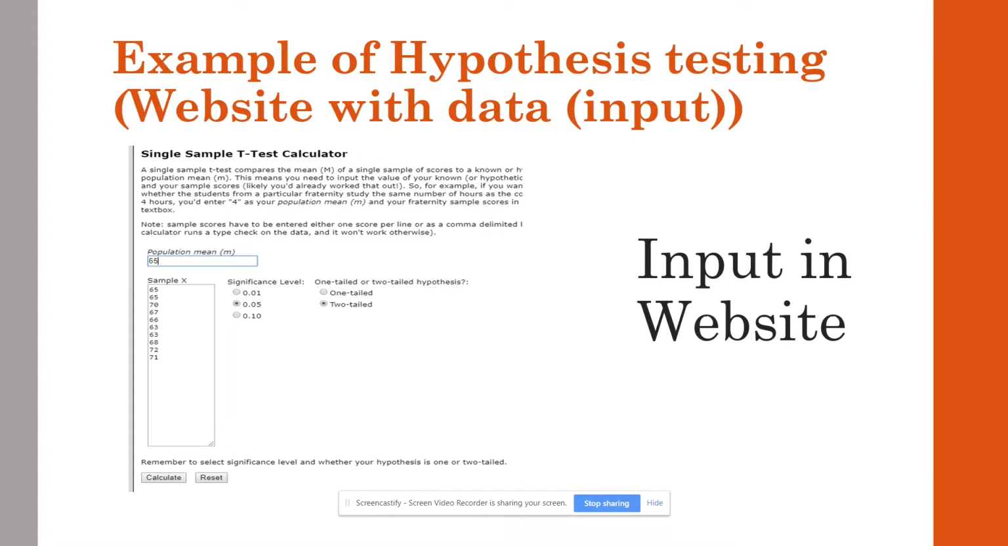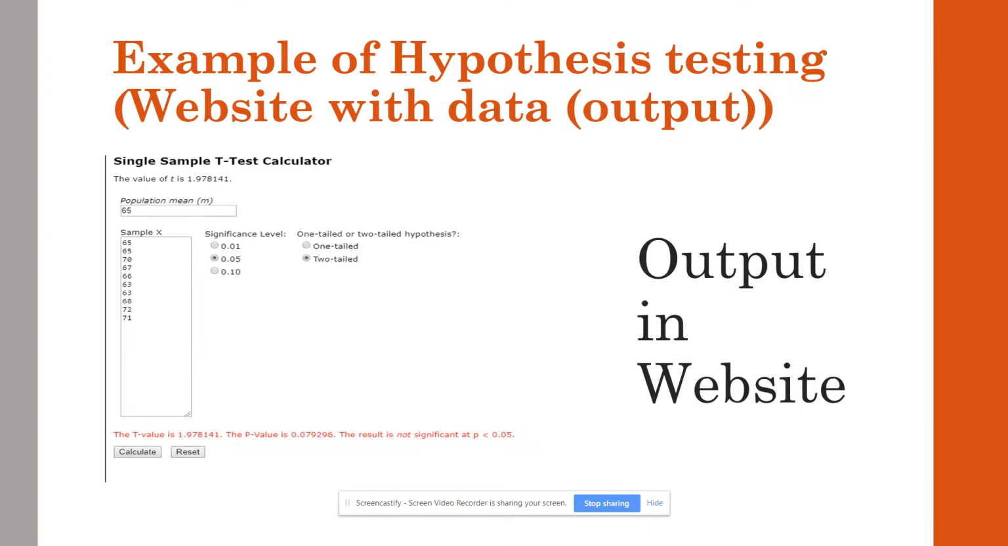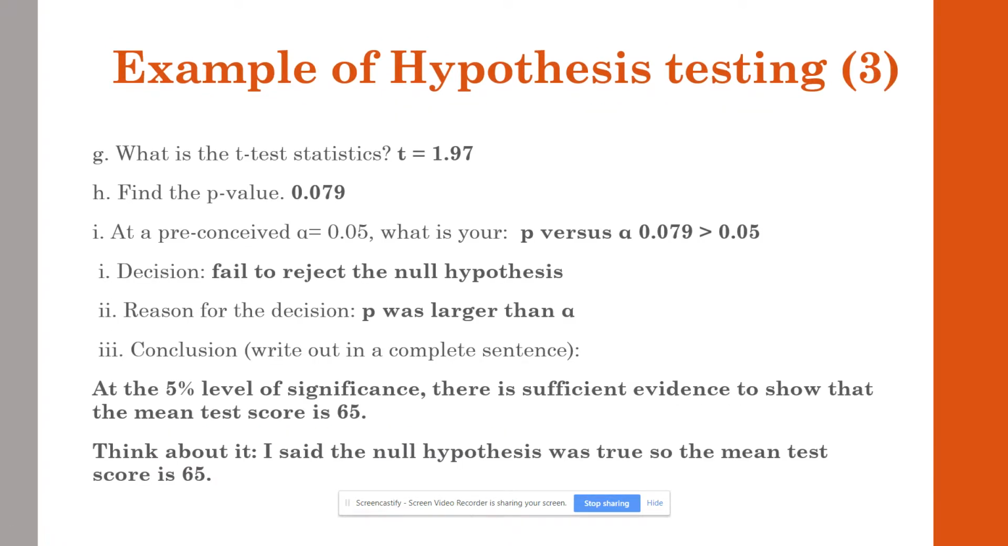So this is what it looks like for the problem that we're doing now. I put the population mean in, and I have my samples, and then I have 0.05 and two-tailed. And this is the output I get. I get the t-value equals 1.978. I get the p-value of 0.0792, and I get that it's not significant. I'm not going to look at that because I want to go do it a different way. So here we go. What was my test statistic? T equals 1.978. I got the same thing regardless of the calculator or the website. P-value is 0.079.